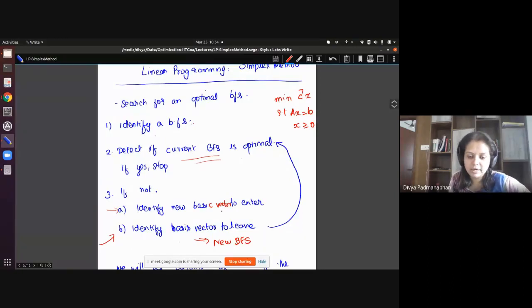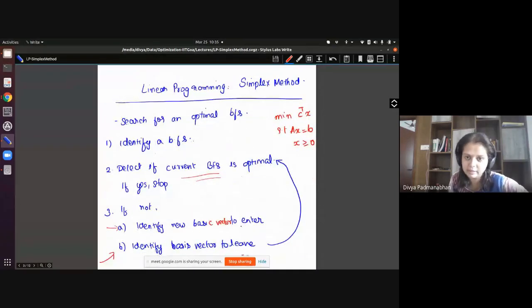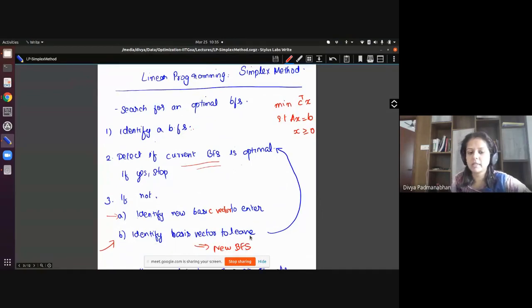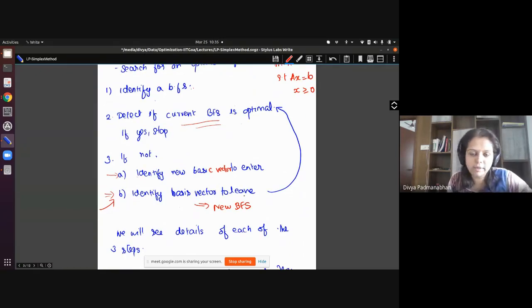Now, once you identify a new basic vector, you need to identify one of the basic vectors to leave the system, okay? Because you know there are exactly m basic variables or basic vectors. So if one enters, you have to ensure that one of them leaves. Okay, so that's what the simplex algorithm is about, and we were going through each of these steps. We started off with the last step, where you have identified a new basic variable to enter, and now you're trying to find which vector you need to push out from this basic feasible solution.